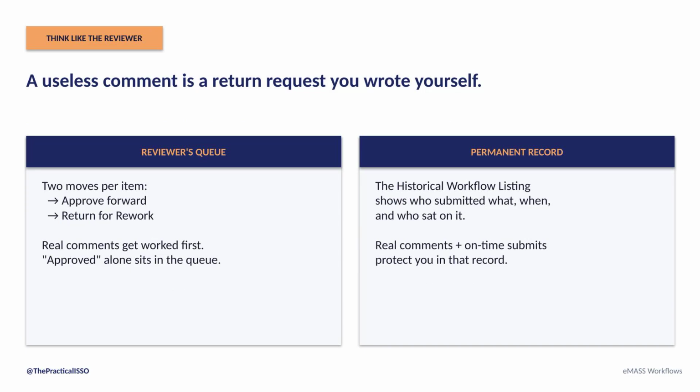Now think like the person your submission just landed on. Your reviewer opens a queue of 12 items, with 2 moves for each. Approve it forward or return for rework. The submissions with real comments get worked on first, because they can be worked on. The ones that just say approved sit there. And the safest move on a submission the reviewer can't decode is return for rework. A useless comment is a return request you wrote yourself.